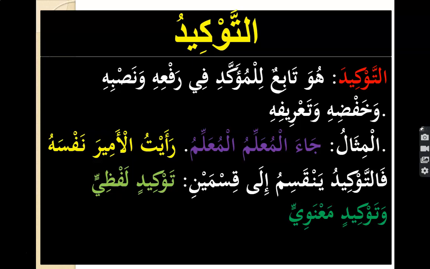Fi rafu'ihi, it follows it in taking rafu', dhamma, wa nasibihi, and in taking nasb. Nasb can be in the form of fatha, alif, like inna akhaka, ja'un, like inna zaydain. It can also be in the form of kasra, like inna al-muslimati, inna talibati wa ma ila dhalik, wa khafdihi. It can also be in the form of khafd.